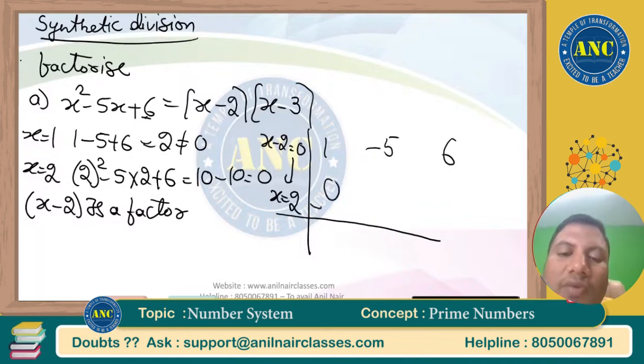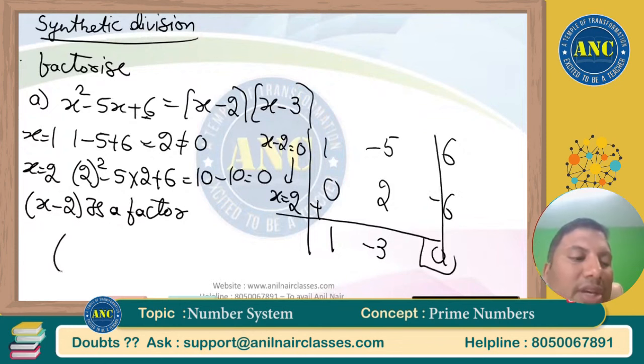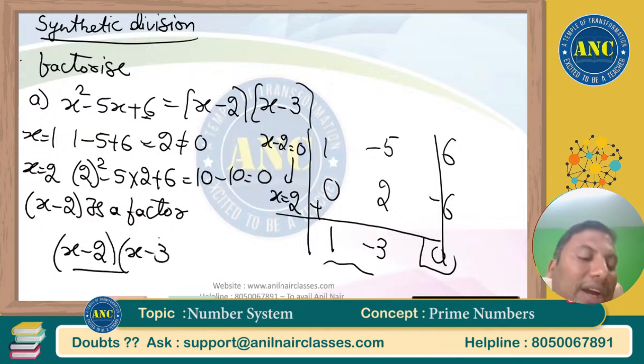Start with 0. 1 plus 0, 1. 1 twos are 2. Minus 5 plus 2, minus 3. 2 into minus 3, minus 6. 6 minus 6, 0. That means one is x minus 2 is a factor. Another is x minus 3 is a factor. Extremely useful for degree 3, degree 4. For degree 2, if you can factorize it, you can use that concept. x minus 2 into x minus 3.